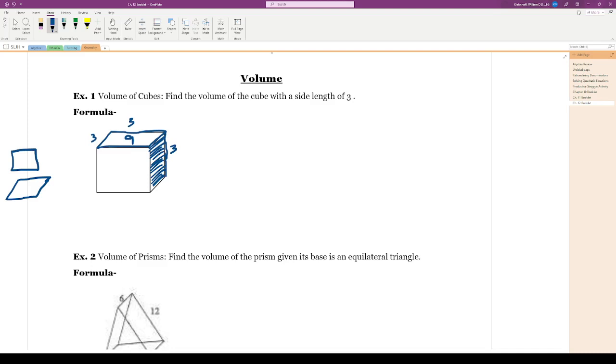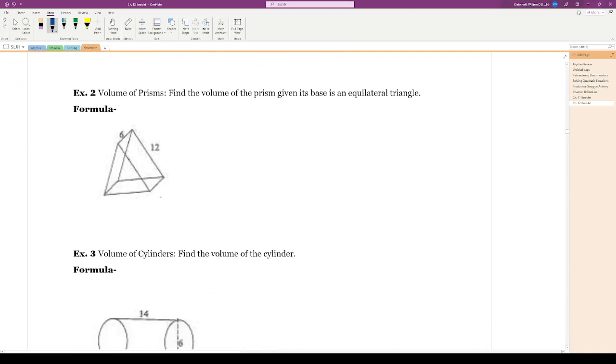So I take that 9 and multiply it by 3 and get a total volume of 27 cubic units. So let's say this is 3 inches. Then I would get 27 cubic inches. So kind of like we talked about in chapter 11, that we measure area in little squares, we measure volume in little cubes. So that means if I had 27 cubes that were 1 inch on each side, then it would fit perfectly into this bigger cube that's 3 by 3. So hopefully that visual helped.